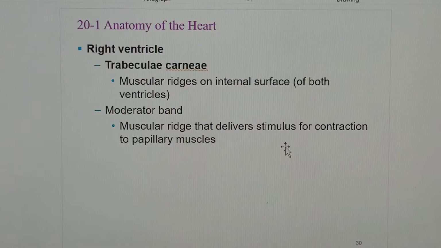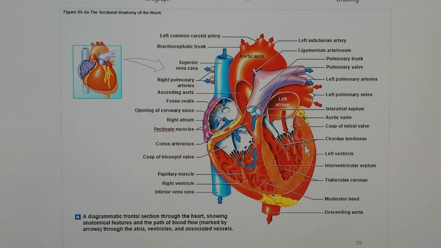And what we're looking at here is we've got the cusps, and attached to the cusps are these strands called the chordae tendineae, and they attach to muscles called the papillary muscles. So we have the chordae tendineae attaching to the papillary muscles. When the ventricles contract, we want those to contract too, even though they're going to push these valves closed.